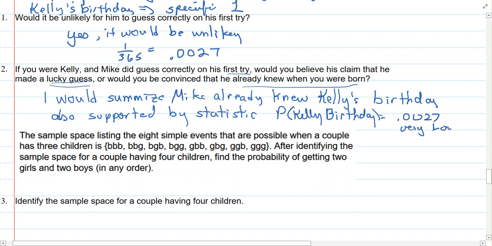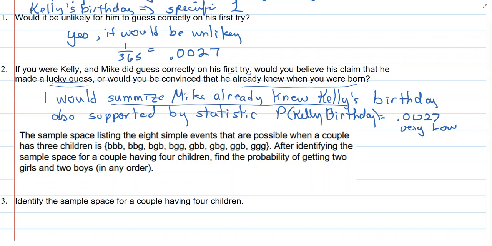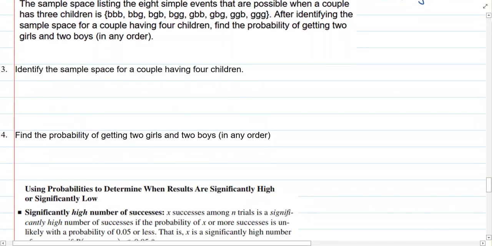So there we have both a subjective and a statistical view. The first part I summarized: he already knew. That's subjective. I felt that the only way he could get it correct was if he already knew. Then I have the support of the statistics, which said there was a 0.0027 chance of him getting the right answer. All right.